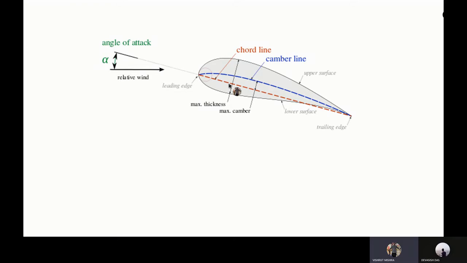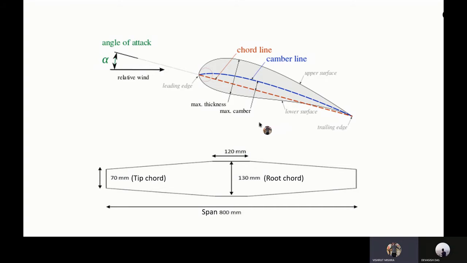So this is our camber line. This is our chord line. So what is the chord line? The distance between the leading edge and the trailing edge is the chord line. And what is angle of attack? Angle of attack is the angle between the chord line and the relative wind. So the camber line is the same as the chord line in the case of symmetrical aerofoils. You can guess how.